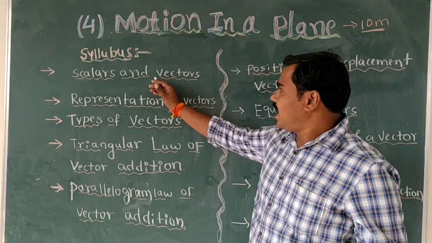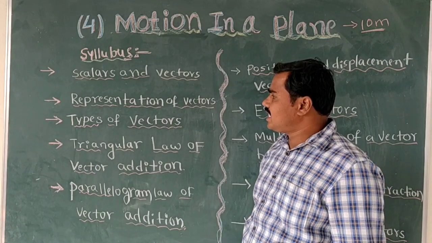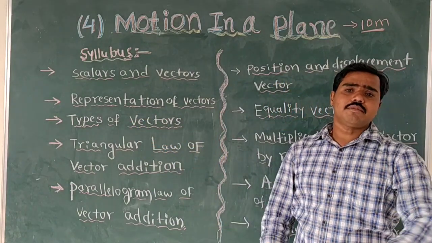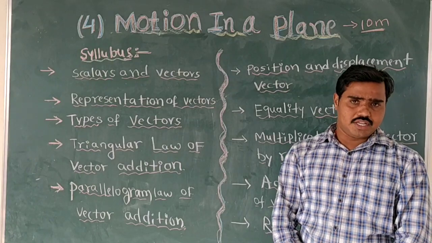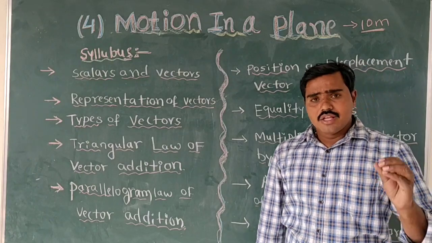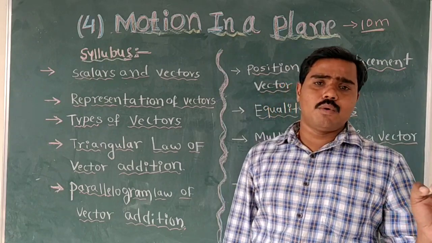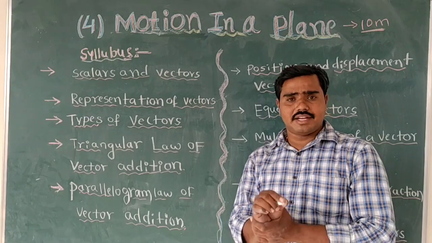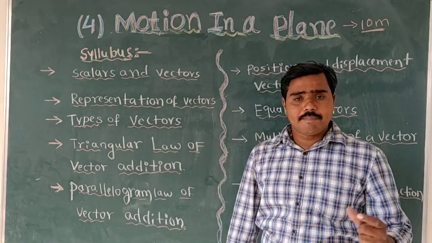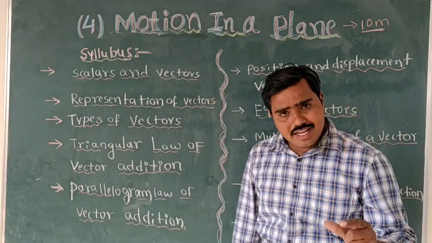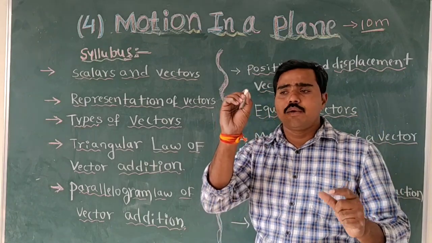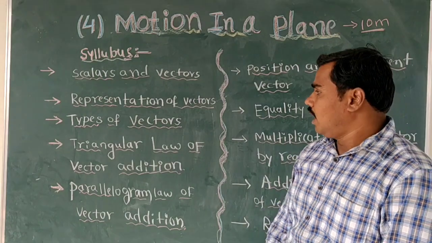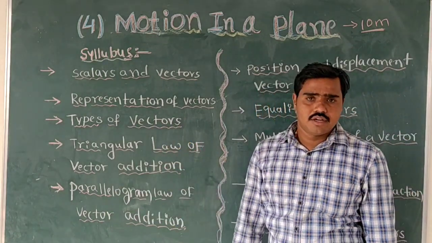Scalars and vectors, first one. Then next, representation of a vector. How to represent a vector quantity? See here, a scalar quantity is denoted by only ordinary letters, but a vector quantity is represented by letters with an arrow mark written over the letter. That is called a vector. And types of vectors.